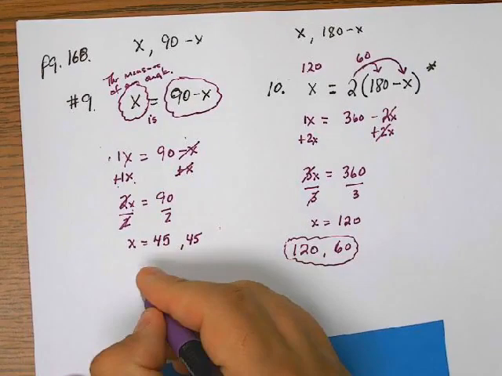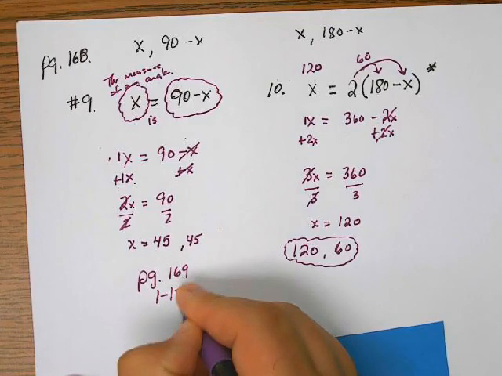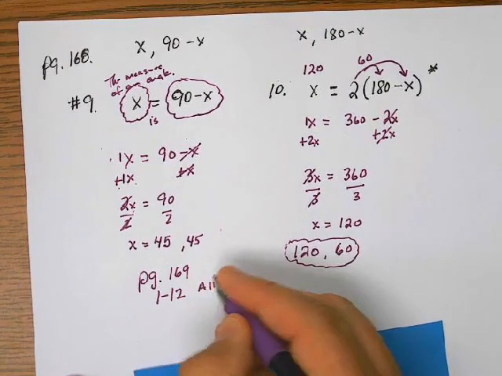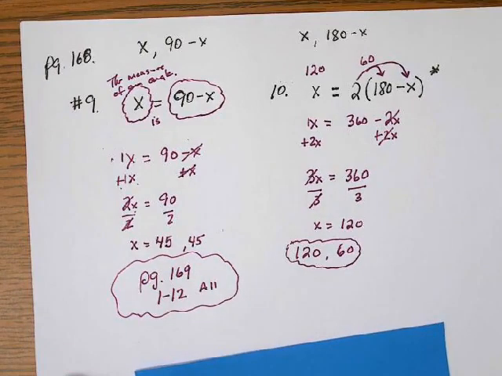Okay. All right, turn to the next page, 169. Your assignment is just 1 through 12. About everybody in second period got completed. It is due tomorrow. Okay, let me get this posted on the campus.